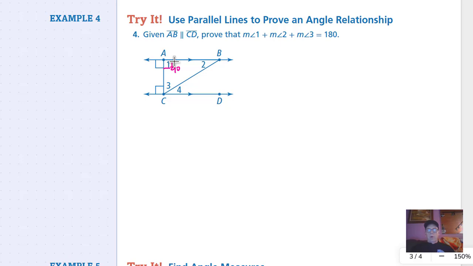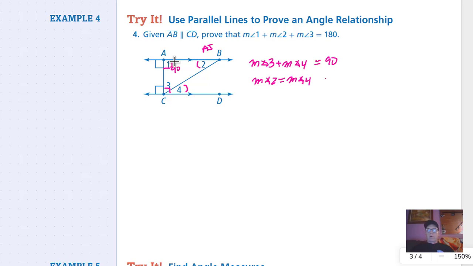Now, because of the parallel lines, with BC being a transversal, angle 2 and angle 4 have to be congruent because those are alternate interior angles. Also, because of this perpendicular down here at C, angle 3 and angle 4 together are complementary because they need to make this right angle. So the measure of angle 3 plus the measure of angle 4 has to equal 90 because they're complementary.